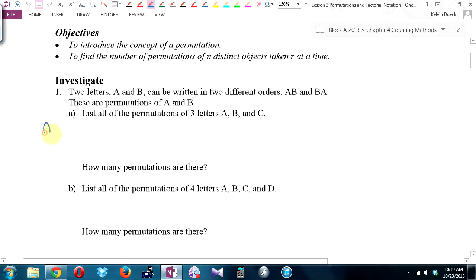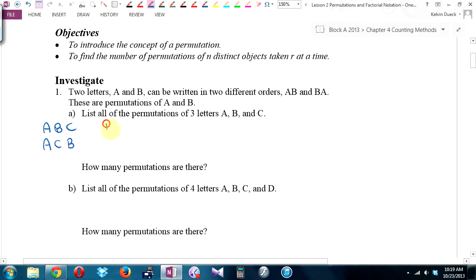Well, there's one. Give me another way to mix those up. Let's be organized, not just call them out randomly. I think I could keep the A in front and do that. What other letter could I put in front?